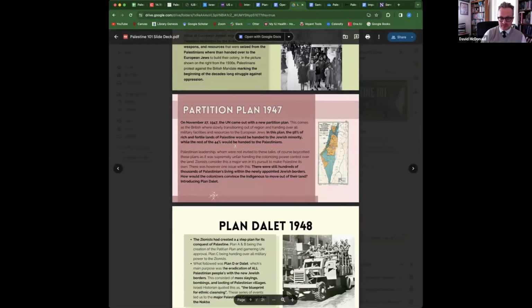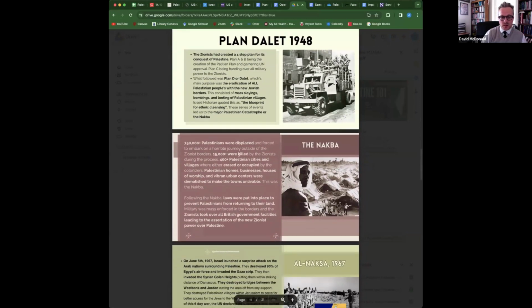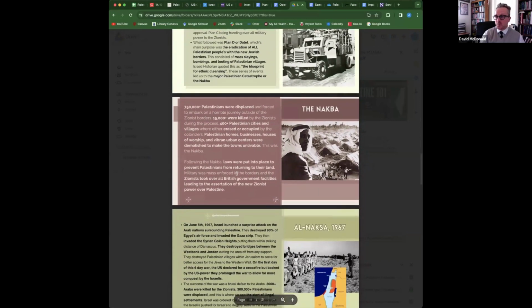Including the partition plan of 1947, the Plan Dalet, which was basically the eradication or the ethnic cleansing of what later became 1948 Israel from its native Palestinian population, the Nakba, and how the Nakba is discussed or interpreted based on one's positionality. This is an important point in the lecture where it's important to point out that the Nakba is the catastrophe for Palestinians, but for many Israeli Jews, it is also the redemption of a national project. And seeing how those 2 different narratives are born of the same historical event is an incredibly important lesson that you need to bring into the classroom that I found.